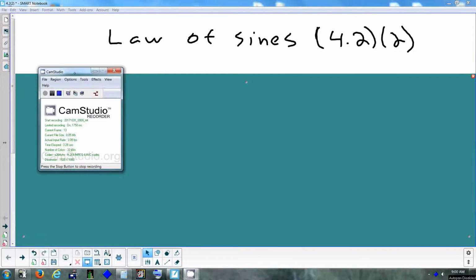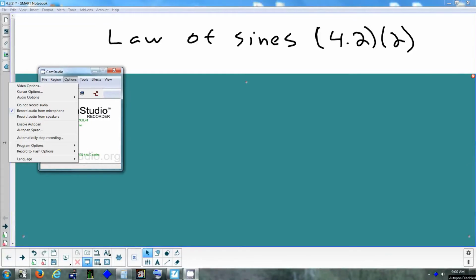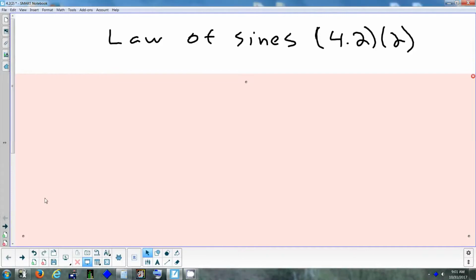All right, so today we'll finish up law of sines. The last thing we have to look at is the side-side angle case. We're going to look specifically at what happens when you get the two solution and the no solution. And then after that, we'll finish up with a couple word problems.